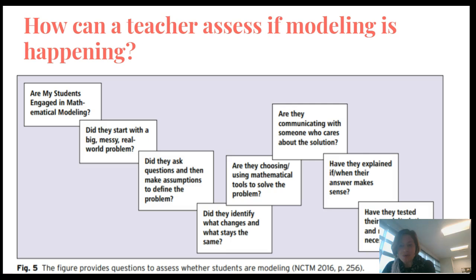And then also importantly is what are we doing? How do I know if modeling is actually happening in my classroom? I'm sorry that my little corner piece is kind of touching the screen there. So are my students starting with something messy? Are they making assumptions? Are they identifying what changes and stays the same? Who are they communicating with? Does their answer make sense? Are they choosing the right tools? Have they revised their model? So these are the questions that we should be asking. If this modeling idea is being successful in our classroom, we should be able to answer these questions affirmatively.